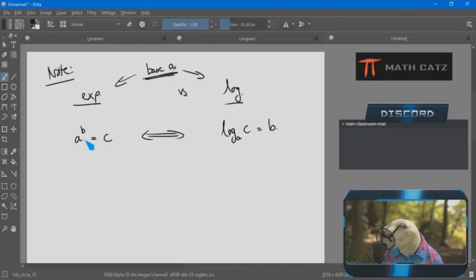So a is the base. You give me a b, I raise a to that power, I get an answer c. The log side is the reverse. It says, give me the answer, and I'll tell you what the power of a should be to get you there. Okay, very handy to be able to talk through it like this. I find it extremely helpful.